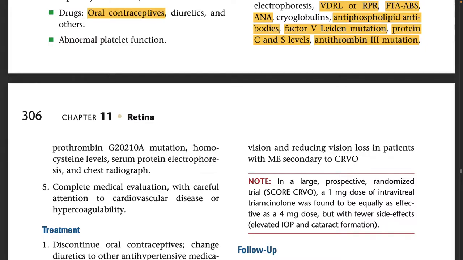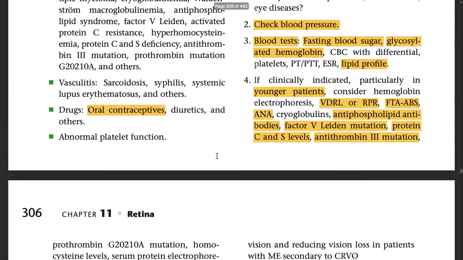You guys will remember these things? Homocysteine levels, serum protein electrophoresis, and so on. I think for younger people, we can say VDRL, FTA-ABS for syphilis, you'll do ANA, you'll do antiphospholipid antibodies, and factor V Leiden mutation. This is enough. If the patient is younger, you go for these workups, these investigations. If the person is old, you go for the usual ones.